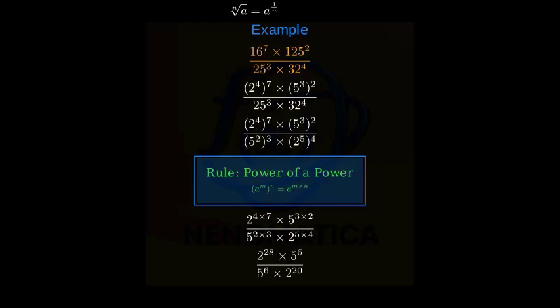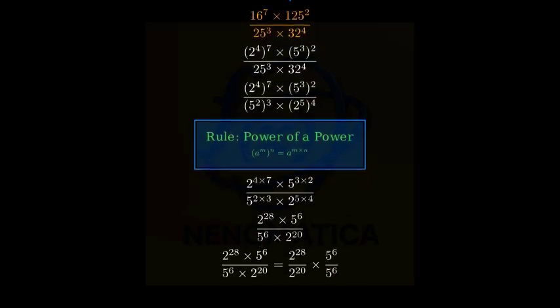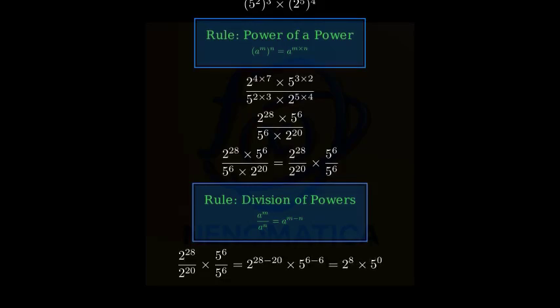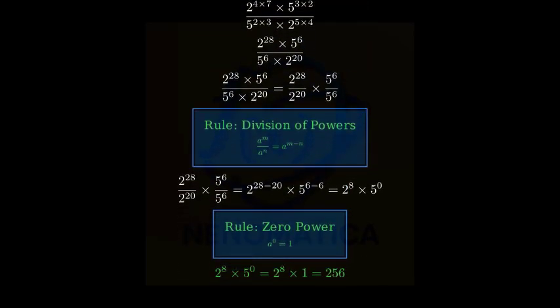Now, we can rearrange and combine like terms. Let's group the terms with the same bases together. When we divide powers with the same base, we subtract the exponents. Let's apply this rule to simplify our expression. Remember that any number raised to the power of 0 equals 1. So 5 to the power of 0 equals 1. And 2 to the power of 8 equals 256.